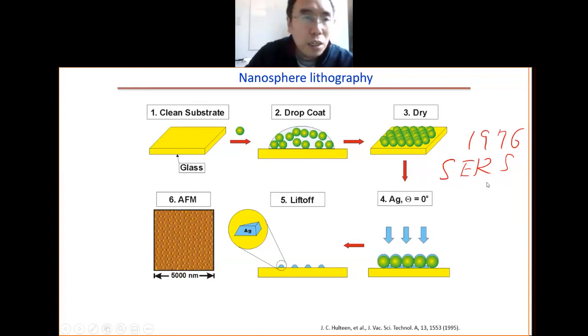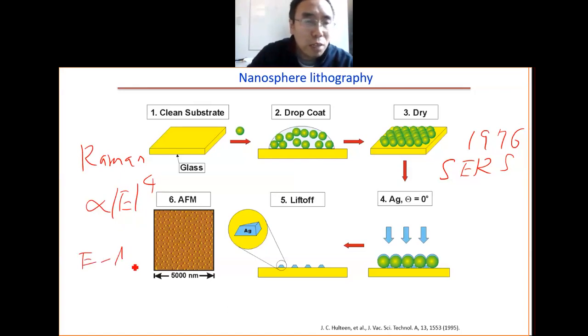It is a Raman scattering process. The Raman scattering is proportional to the field power 4. The light is an electromagnetic field. So the Raman scattering is proportional to the electric field of the electromagnetic field to the power 4. So if we have very strong light, you get much higher Raman scattering. That's why it's called surface enhanced Raman scattering.